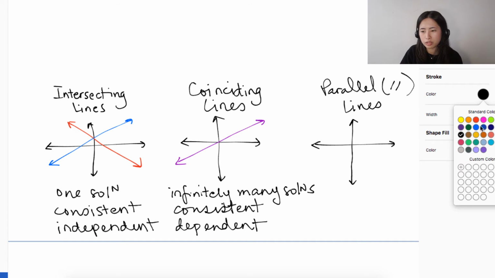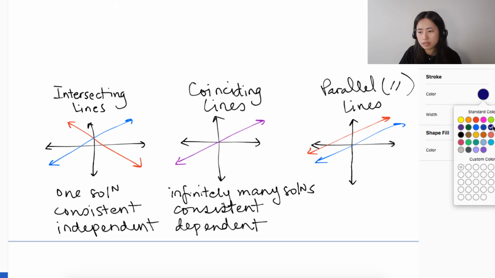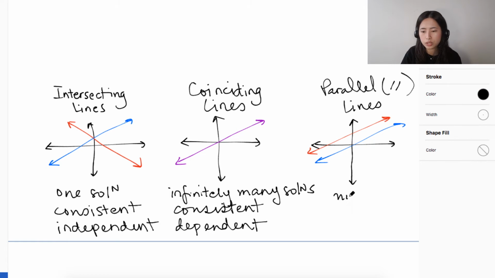And again, you probably know what parallel lines are by now. So these are parallel lines. Again, this is just to scale. So parallel lines, right? It's no solution because you never intersect, and at the same time, it's inconsistent.